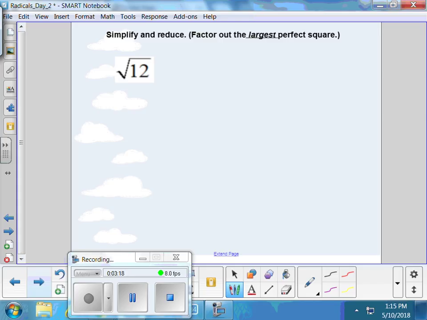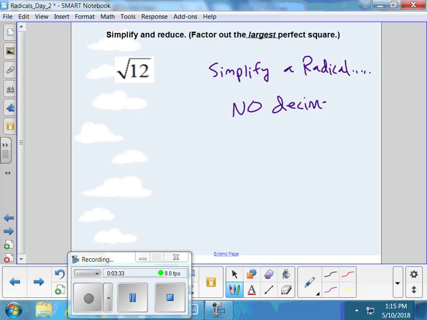All right, I want to talk about what the word simplify and reduce means. Something I want you to write down is if they ask you to simplify a radical, they want no decimal answers. They don't want you to just go to the calculator and type it in. They want you to literally simplify and factor out the largest perfect square. Excuse me. All right, so I'm going to do the same exact math problem 2 times. I'm going to start off by showing you method 1, and that's called the perfect square method.